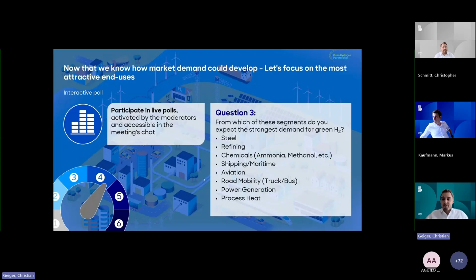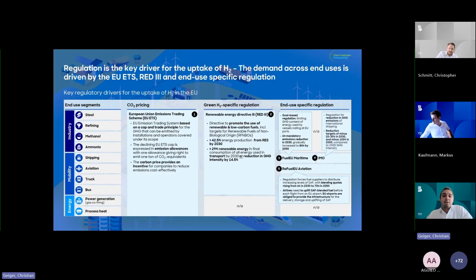Thanks for your answers. Again, it's a clear trend that industrial use cases at this point also appear to be, for you, the most promising end-use segments, and we'd like to give you now our view, based on our analysis, of what we believe will be the strongest end-use segments really driving up the demand for green H2 going forward.